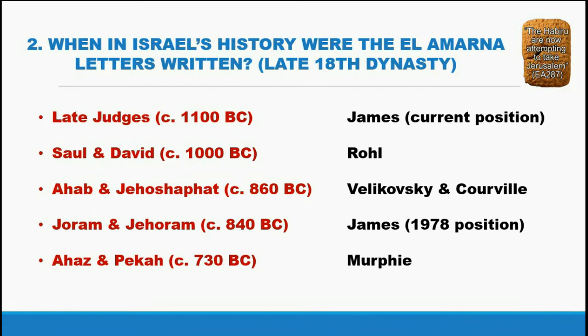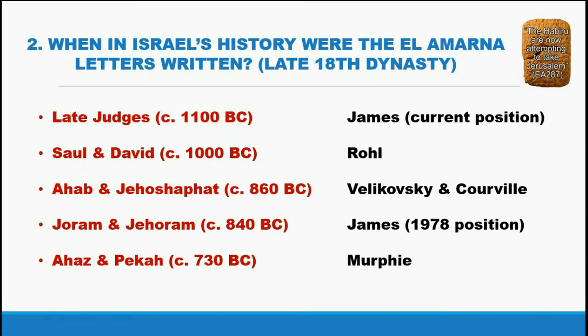Velikovsky, based on the details in the letters, made a case that the letters were written during the middle of the kingdom period in Israel, around the time of Ahab and Jehoshaphat, nearly 500 years later. Peter James in 1978 wrote an article on the Amarna letters, arguing that Velikovsky placed the time in Israel contemporary with Akhenaten a generation too early. In my opinion, he made a stronger case than Velikovsky that it was contemporary with Ahab and Jehoshaphat's sons, Joram and Jehoram, rather than Ahab and Jehoshaphat themselves.